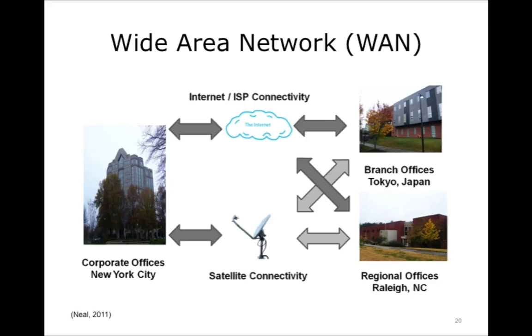WANs can be used to connect cities, states, or even countries, often using a variety of methods to ensure redundancy or security. In this instance, the corporate offices are connected to both its regional offices in Raleigh, North Carolina, and its Tokyo branch office through its wide area network.